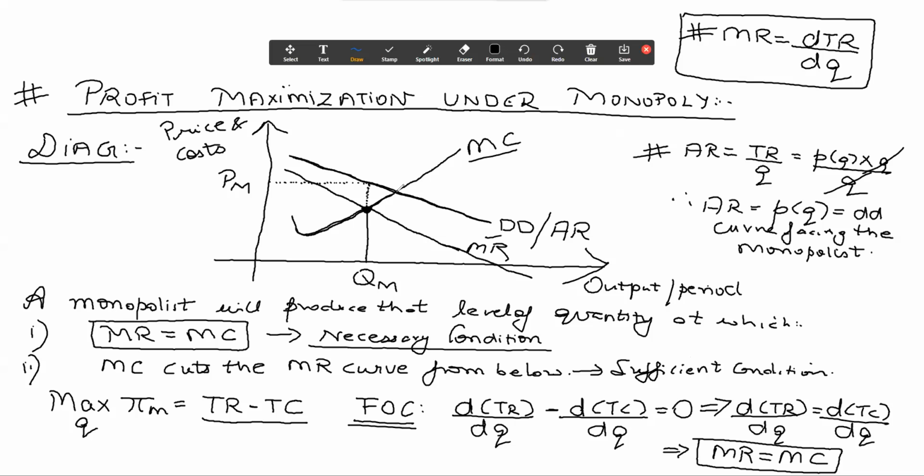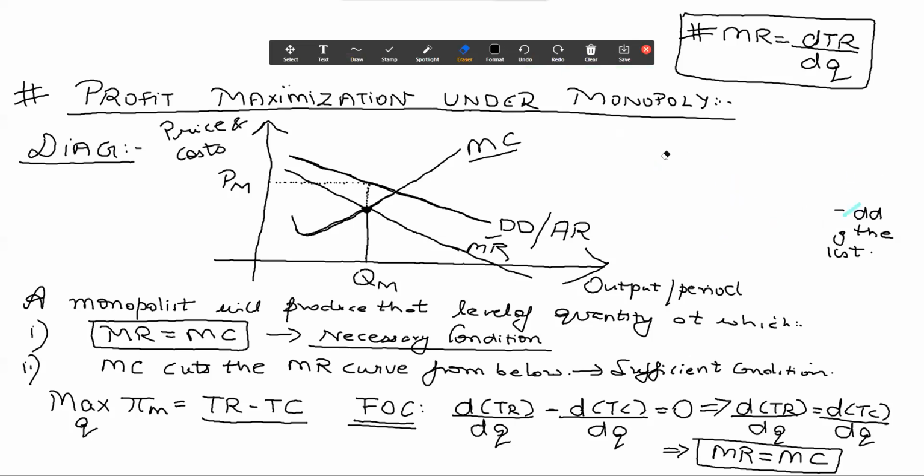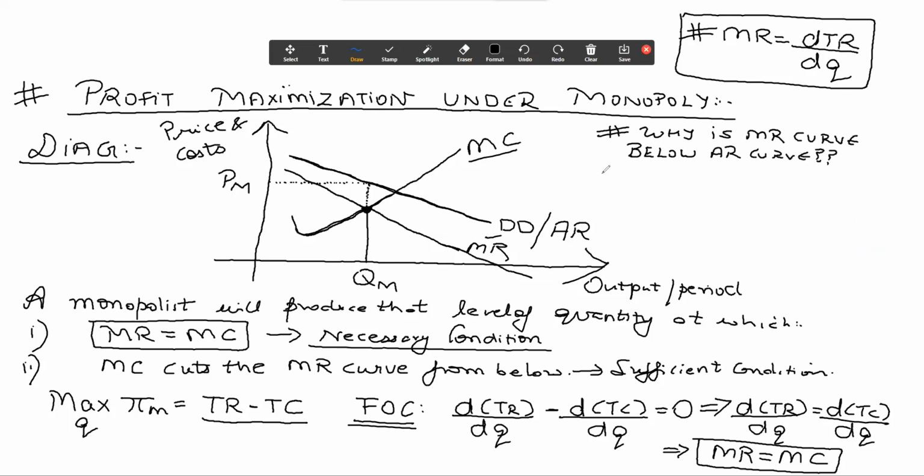Then some of you might also be thinking, why is the MR curve below the AR curve? We can even look at the mathematical reason for it. So let us look at it. Why is the MR curve below the AR curve? Mathematically also it should be convincing to all the students attending this lecture. So let's look at the reason.